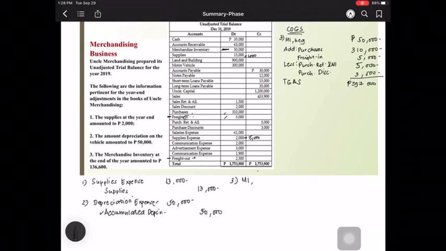To compute for the cost of goods sold, the next thing that we have to do is to deduct the amount of your merchandise inventory end. And what did we discuss a while back? Your merchandise inventory end is determined by the physical counting of the remaining inventories in the business, the inventories that are not yet sold by the business. So in this case, we were given the data that the unsold inventory at the end of the period amounted to 136,000.